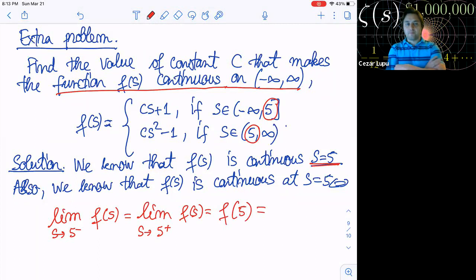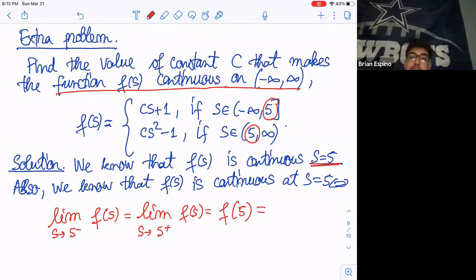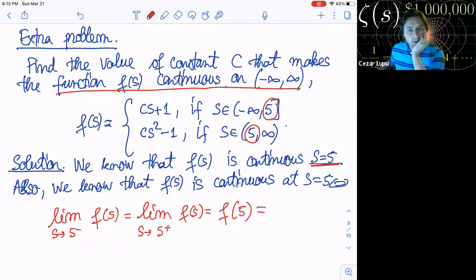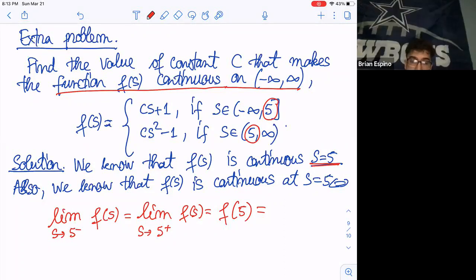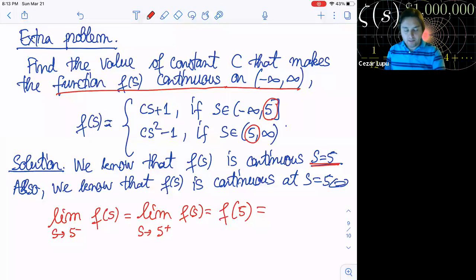First of all, what is the value at 5 of f? At s equals 5, what is it? Where is the value s equals 5 included? In which of the two pieces? It's the first one, because it's a bracket there, right? It's in. So f of 5 will be 5c plus 1. We're just going to replace s by 5.